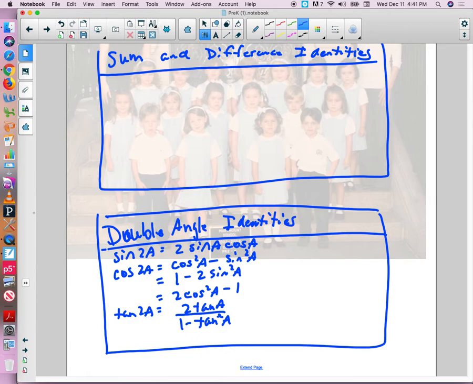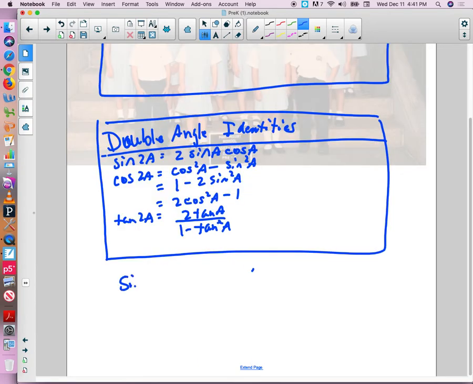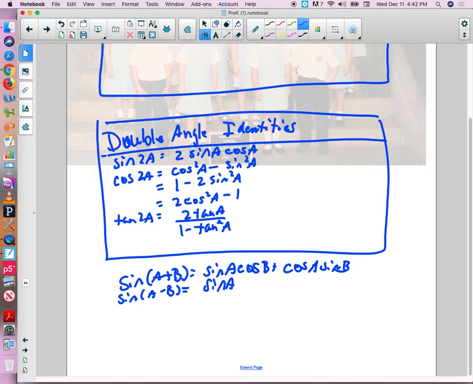Sum and difference identities, I'm going to write them like this, so don't write them yet. Just watch me for a minute. I'm going to write it sine a plus b, sine a cosine b plus cosine a sine b. Sine a minus b is sine a cosine b minus cosine a sine b. But I'm going to write it on your memo page like this, so you don't have to write them down twice.